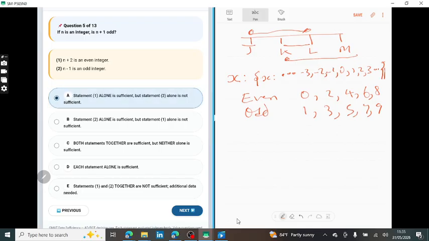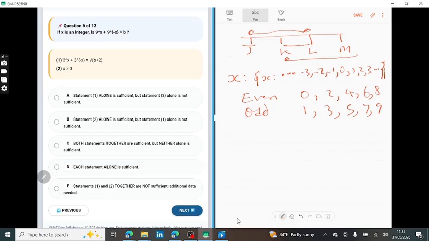Statement 2: N minus 1 is odd. Again, the only number that you can subtract 1 from to get an odd integer is an even integer. Like again, 6 minus 1 is 5. So statement 2 is also sufficient. Because A and B are both sufficient, we go for D.